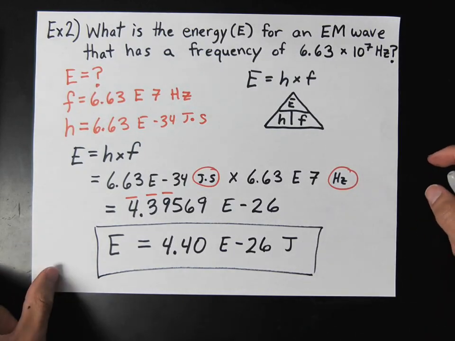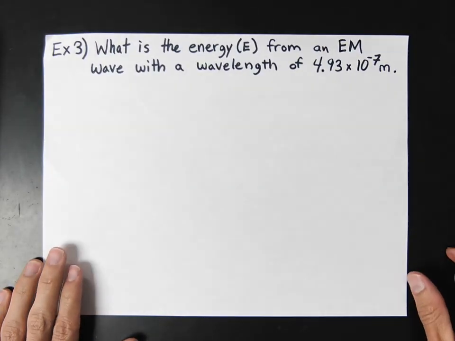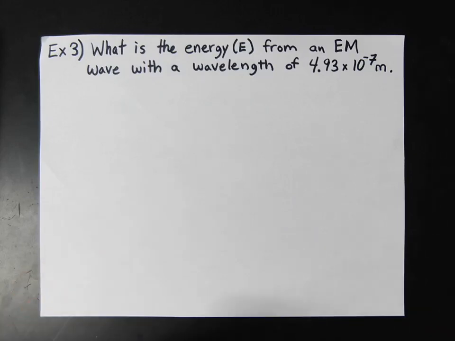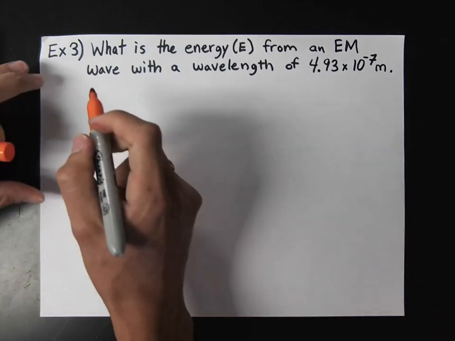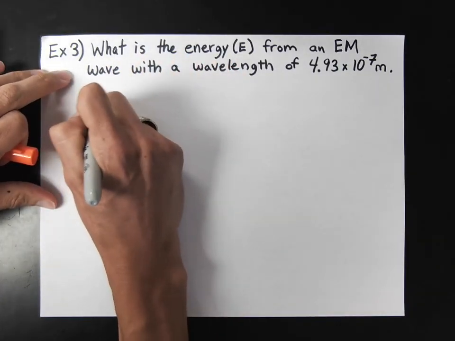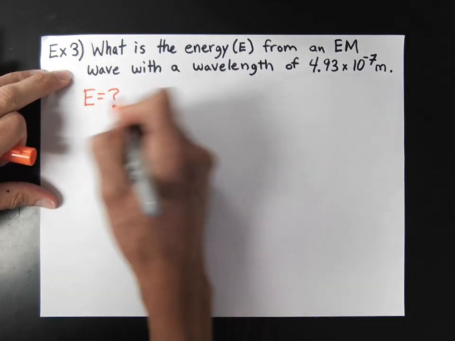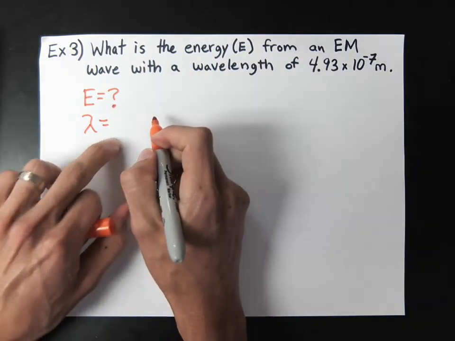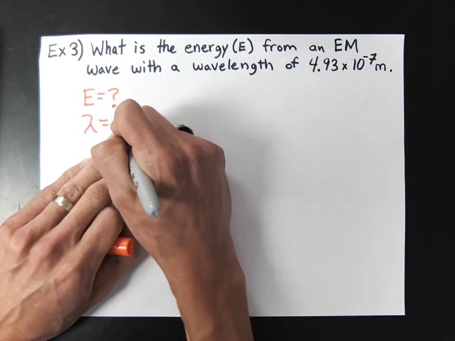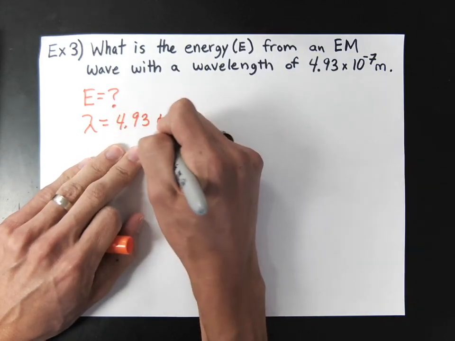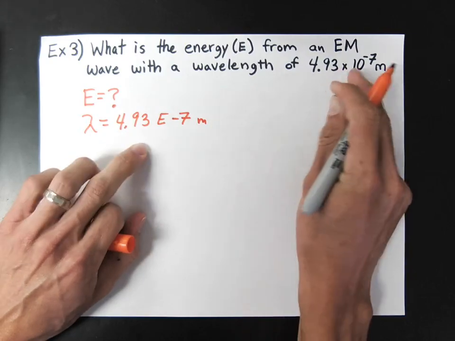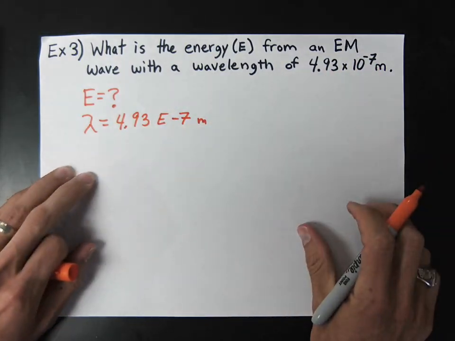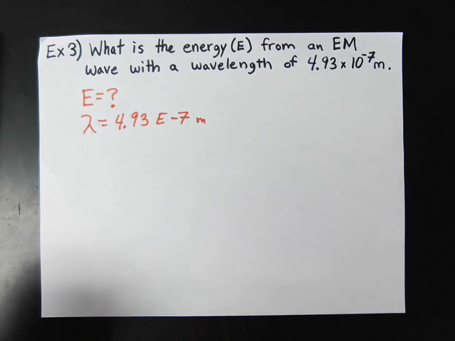Alright, one last example. What is the energy for an electromagnetic wave with the wavelength of 4.93 times 10 to the negative 7 meters? Once again, you're going to write out what you have. You have energy. That's what you're looking for. You have wavelength, which is this weird backwards y symbol, lambda. And then you are going to just write it out, 4.93 e negative 7 meters. Remember, these are exactly the same, they're just expressed differently. So we're only given two things.